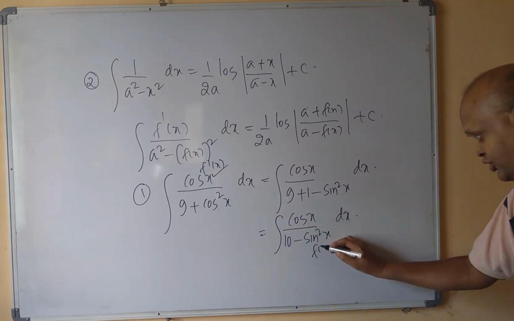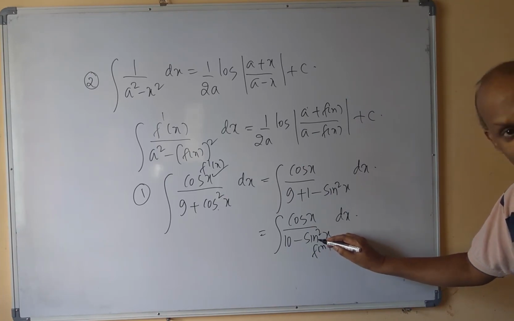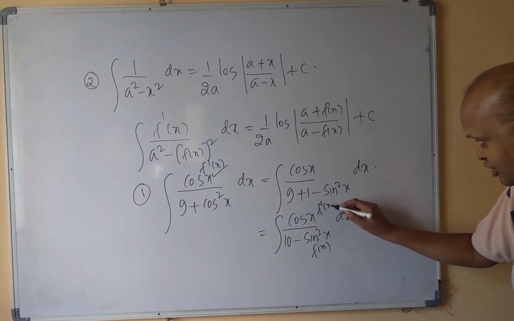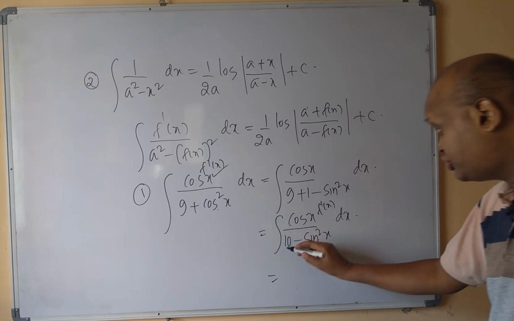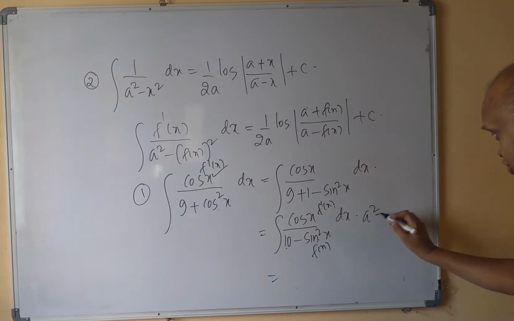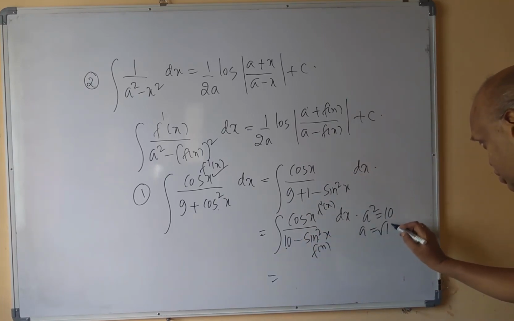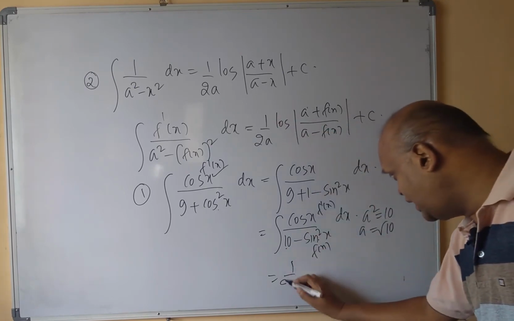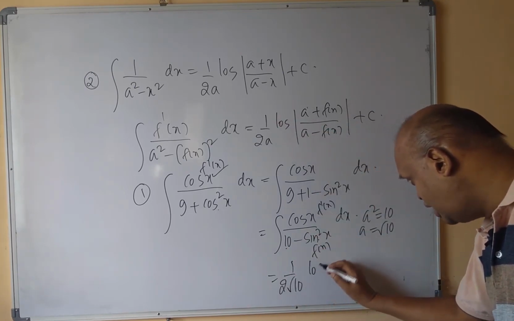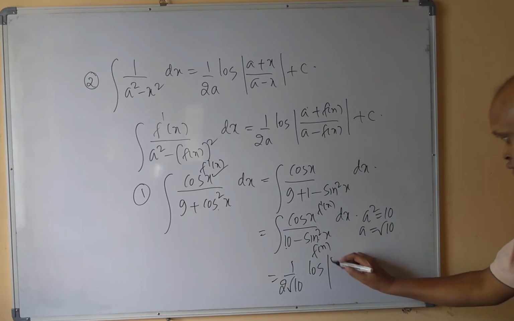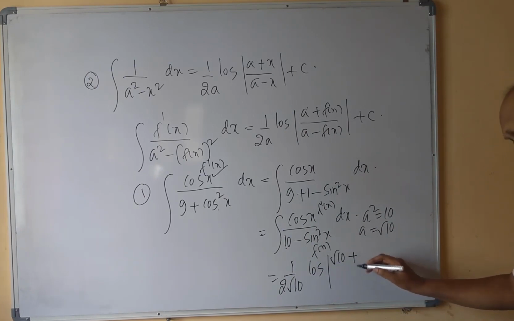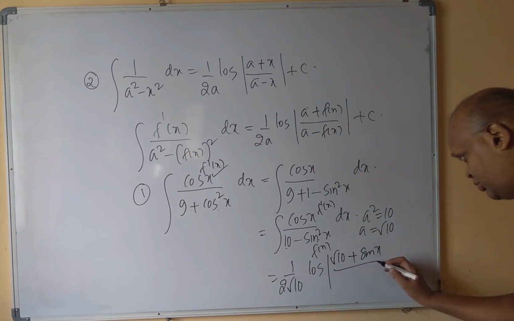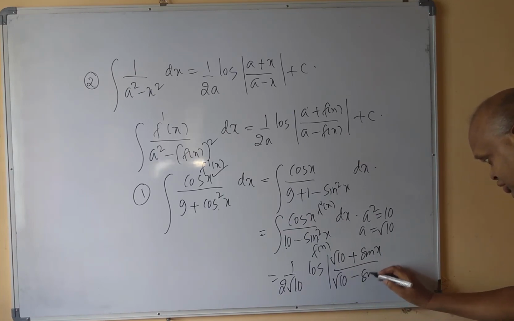And now this is your f(x), f(x) is sin x, and this is your f dash x. So what is a square? A square is 10. If a square is 10, what is a? Root 10. So what is the answer? 1 by 2 root 10 log of (root 10 plus sin x) divided by (root 10 minus sin x).